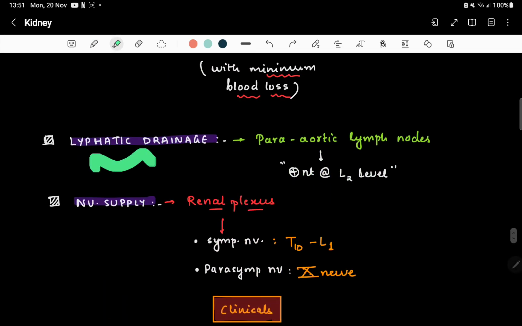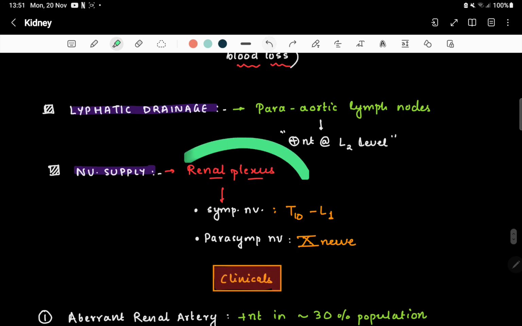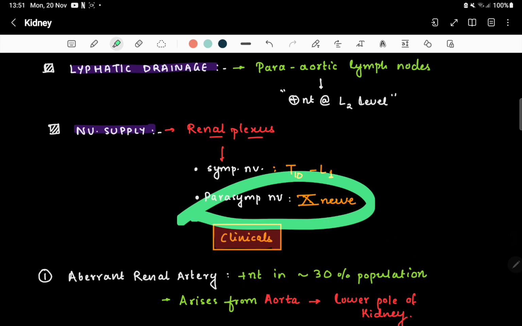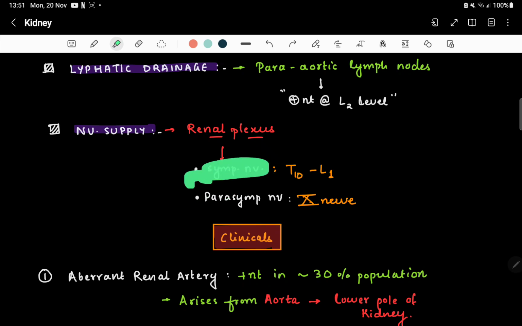Then, talking about the lymphatic drainage of the kidney, it is the para-aortic lymph nodes, present at the L2 level. Nerve supply is via the renal plexus. Sympathetic supply is from T10 to L1. Parasympathetic supply is the 10th nerve.